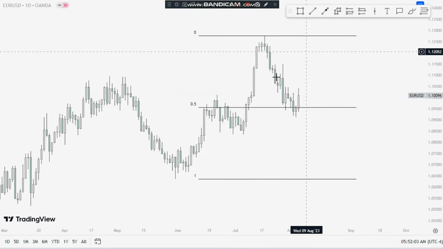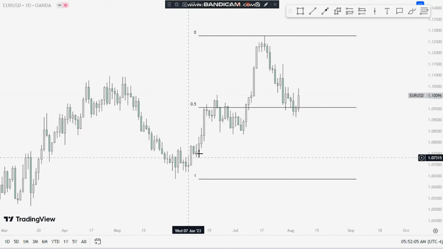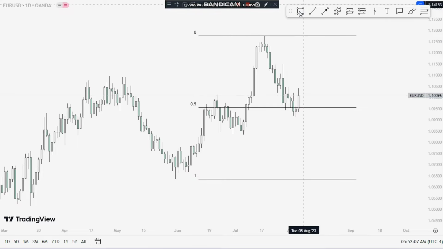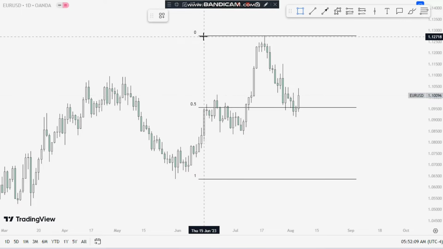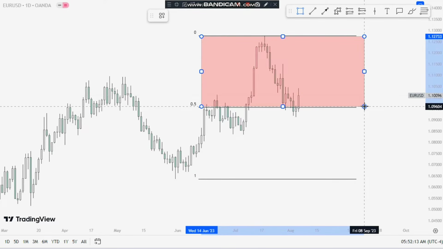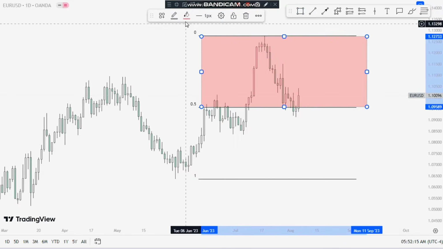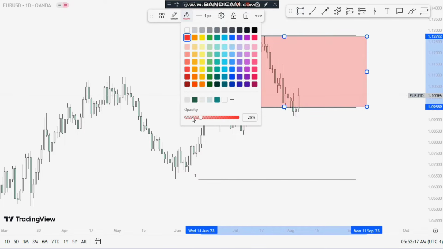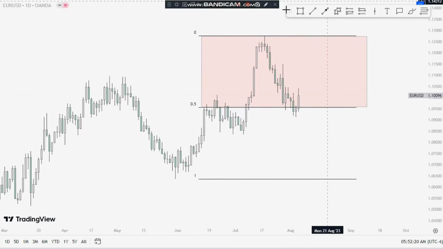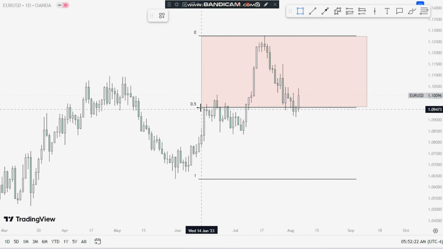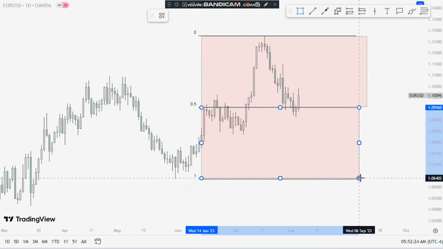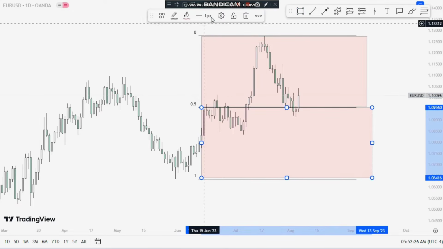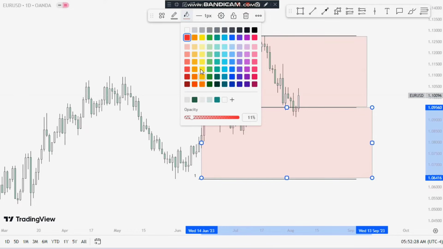So this is the IPDA data range. Now this is the discount. Okay, this is the discount. Not this, this is the premium. Let me mark it red. So this is the premium, and below the 0.5, this is the discount zone. Let me mark it with yellow.